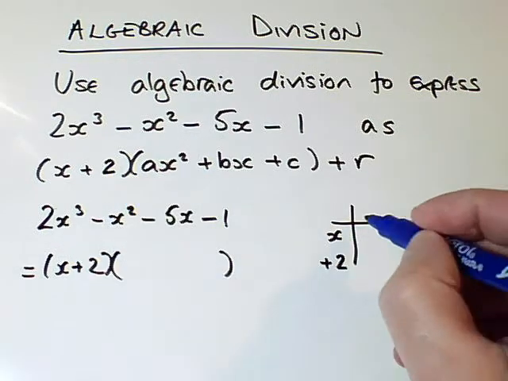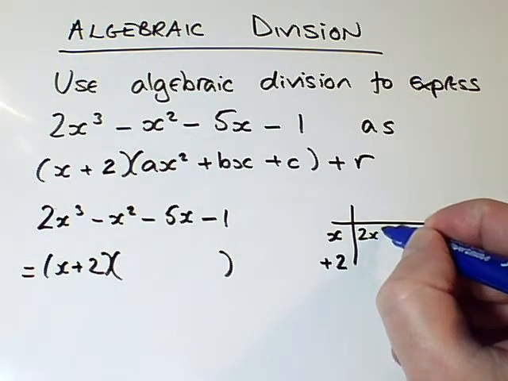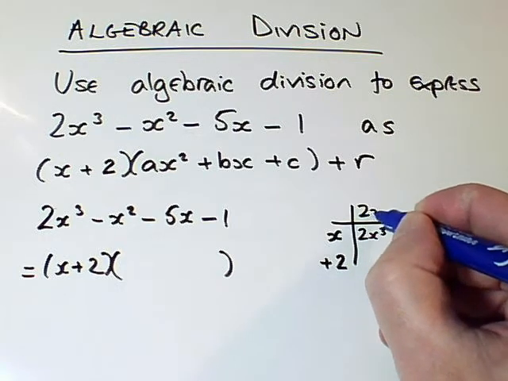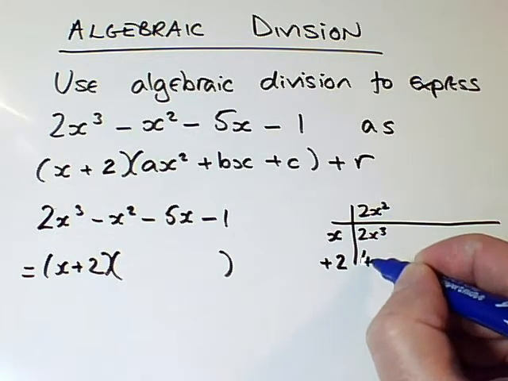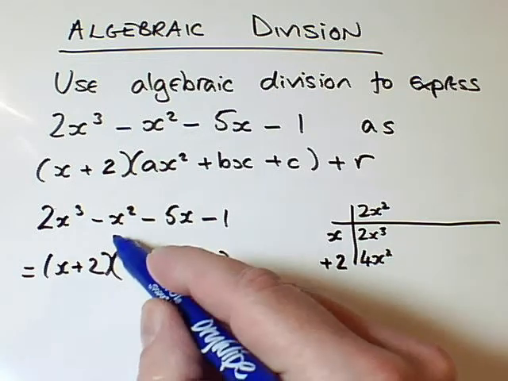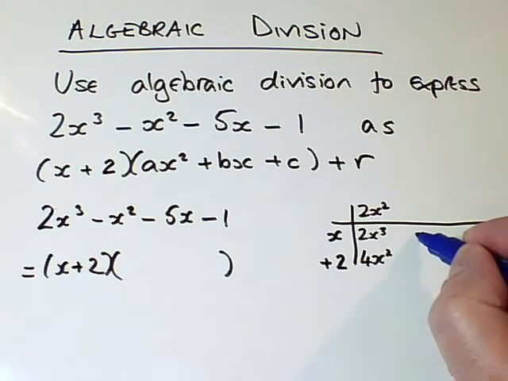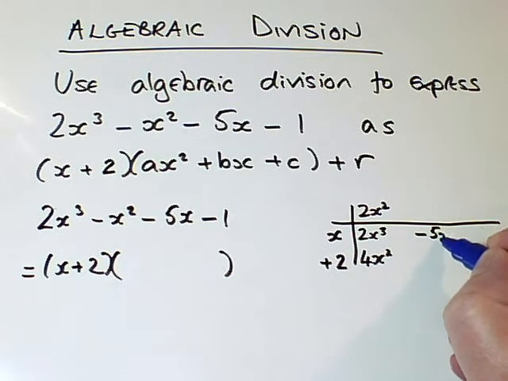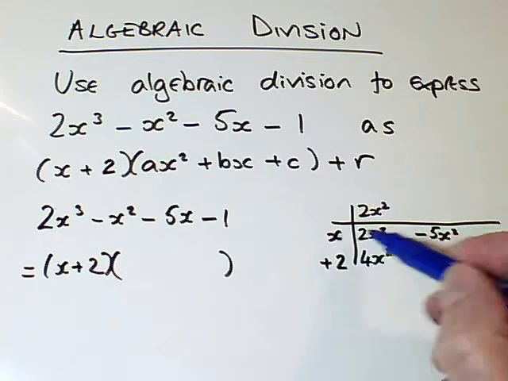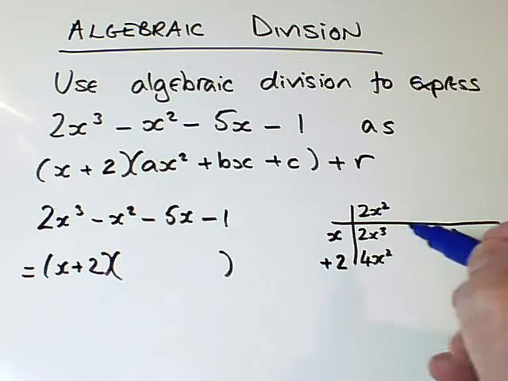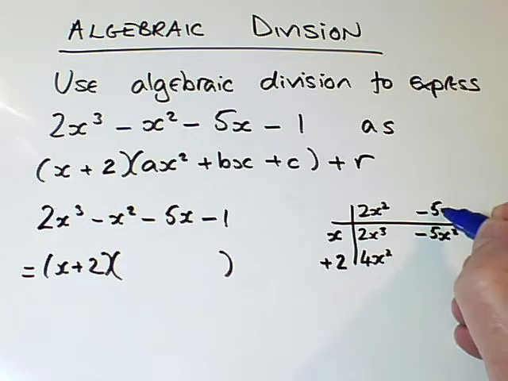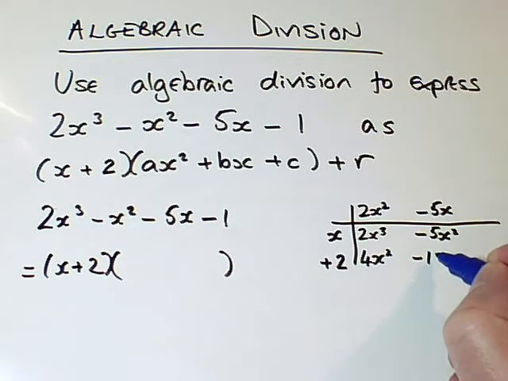I want a 2x cubed to appear in the grid. So I'm going to need a 2x squared at the top. I'm going to get a 4x squared whether I want it or not. I want minus 1x squared, so I'm going to need a minus 5x squared here. In order to create that, I'm going to need to multiply my x by minus 5x. So down here I'm going to get minus 10x, whether I want it or not. I only want minus 5x, so I'm going to need a plus 5x.